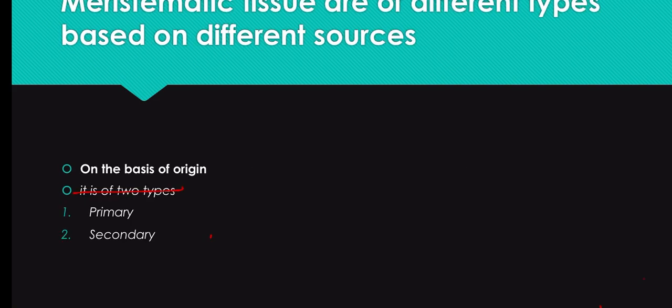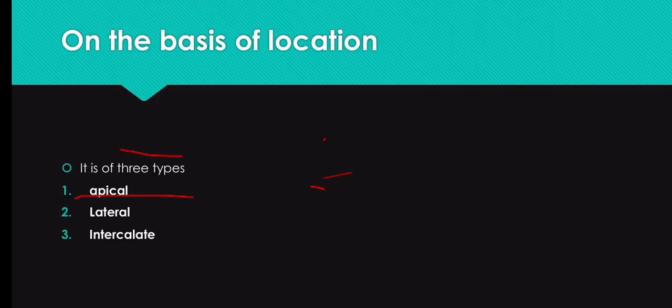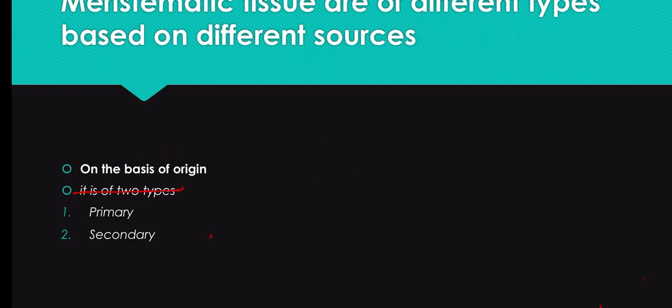Meristematic tissues are of different types based on different sources. On the basis of origin, it is of two types, that is primary and secondary meristematic tissue. Primary meristematic tissue is present from the beginning and persists throughout life, responsible for primary growth, and lies mainly in the apices of stem and roots, hence increasing the length of root and shoots.